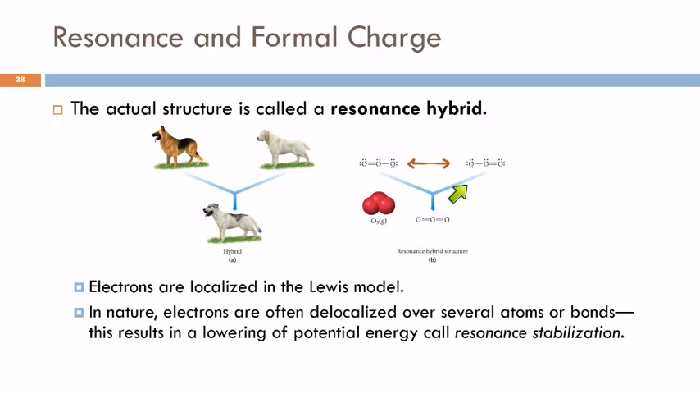So you draw all the possible resonance structures. There can be more than two. And you put double-headed arrows in between. And then we understand that it's an average of those.